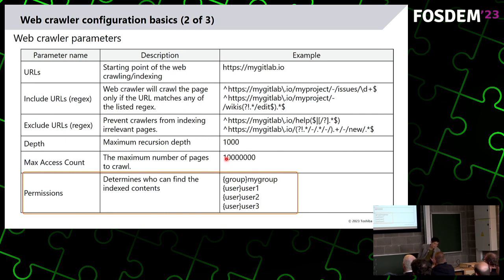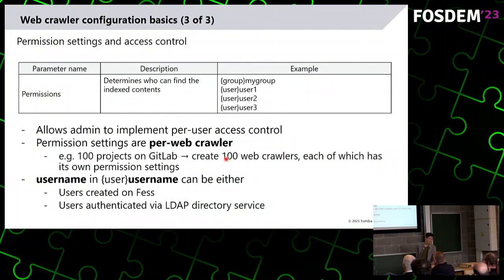Then we come to the permissions parameter, and I think this one needs a little more expansion. This parameter is where you can implement per-user access control. When you list users like that, and let's say the crawler indexes everything and search is ready, then when users search for something, only the users listed there see the results. But notice that this setting is per web crawler, meaning that if you have 100 projects on GitLab, you're going to need 100 web crawlers, which is a lot. So clearly some kind of automation is necessary, and I'll get back to this point later.